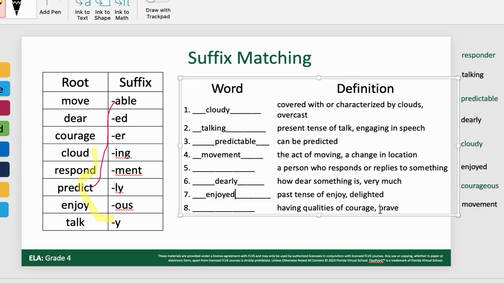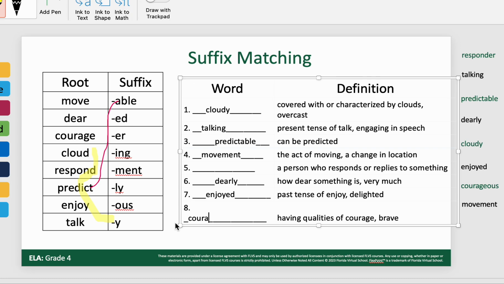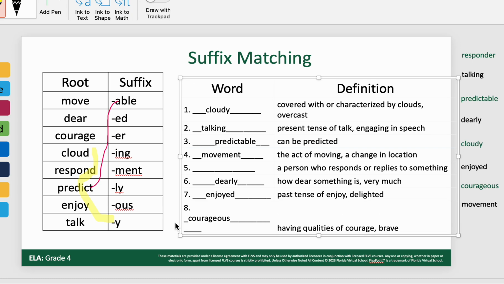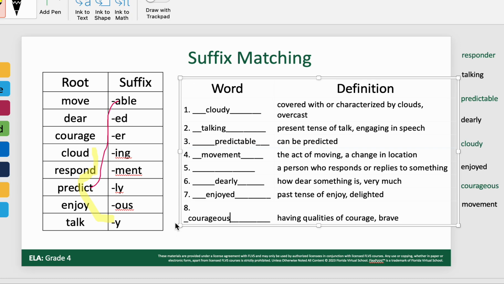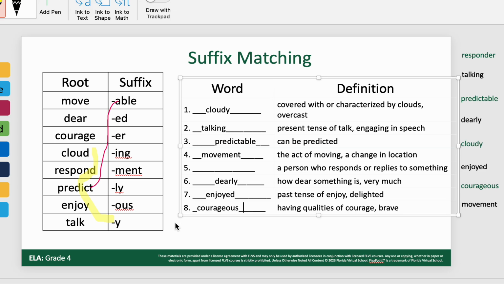What about having qualities of courage and being brave? Oh man, maybe courageous. All right, so that means my last one that we would have is responder, a person who responds or replies to something. That's a responder.